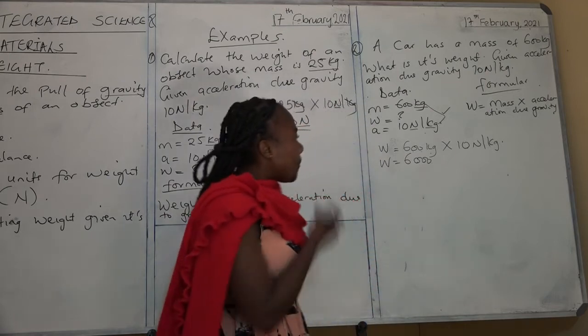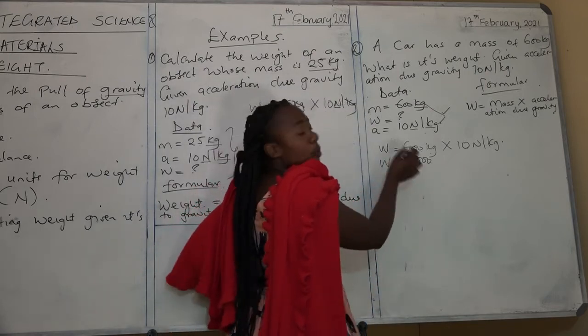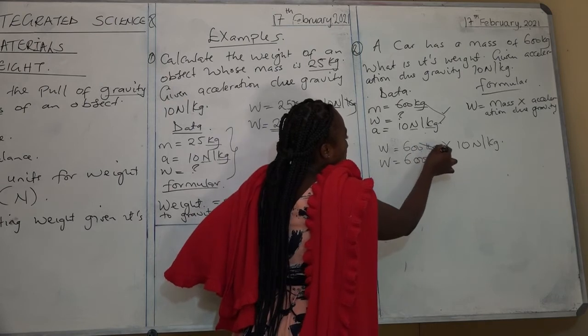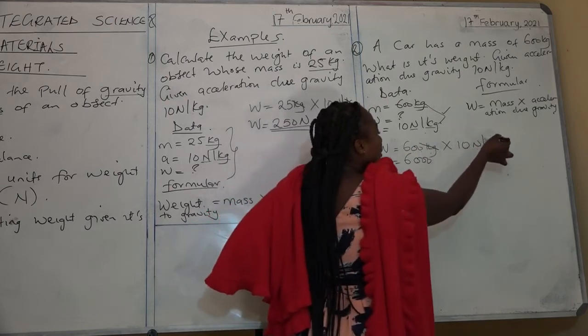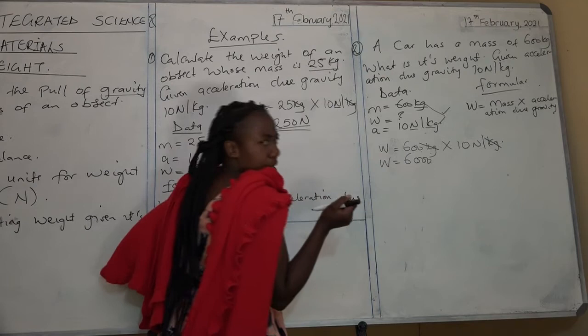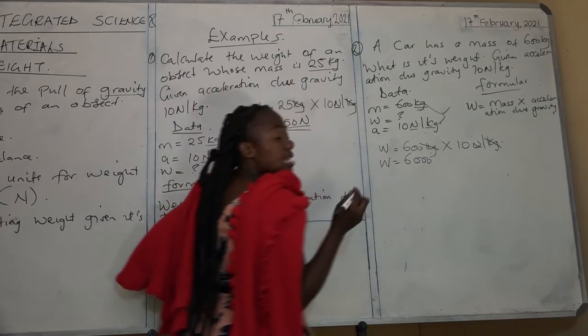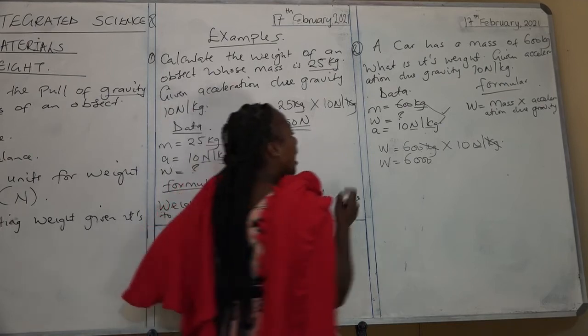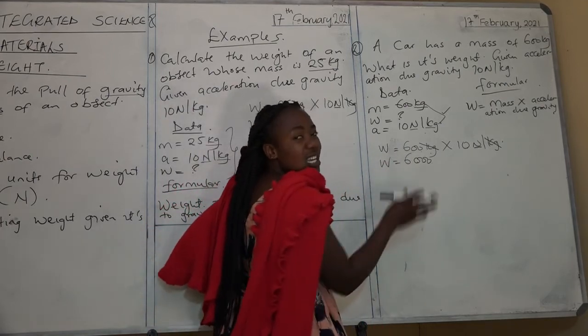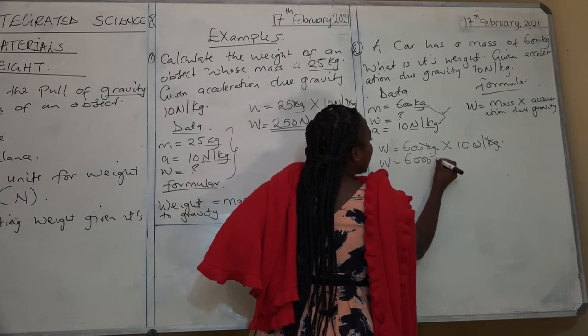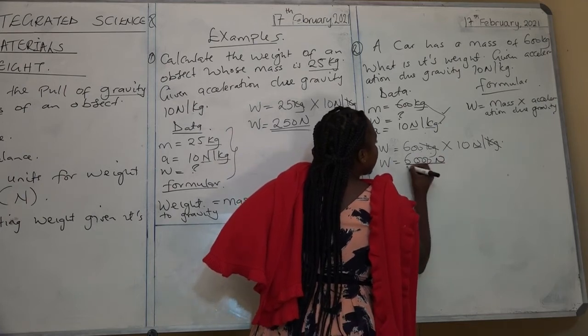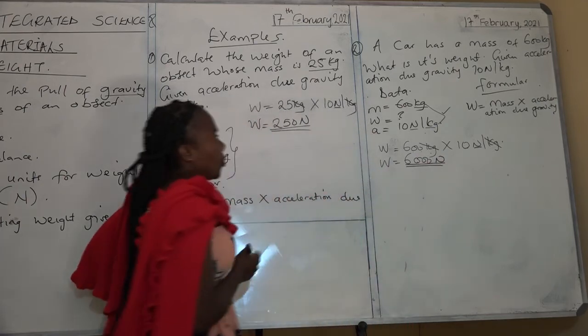Let's go back to our calculation there, okay? So we have the kgs, these kgs will cancel because in this side we have what? Kgs. What are we remaining with? Newtons. And newtons, these are SI units for weight. So our answer, weight is equal to 6,000 newtons. Are we together, class? So that is our answer for the example.